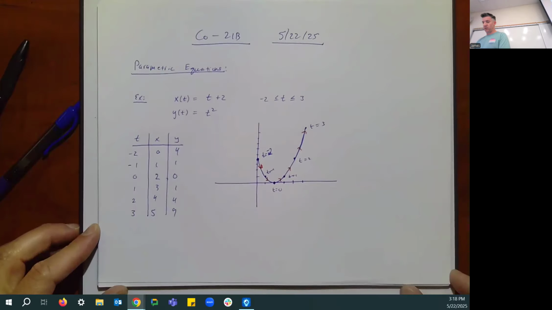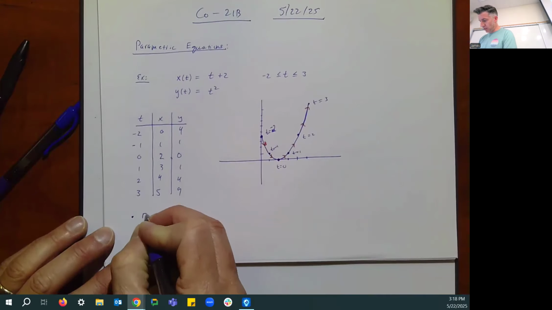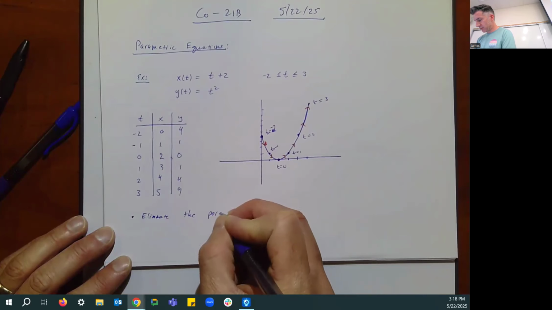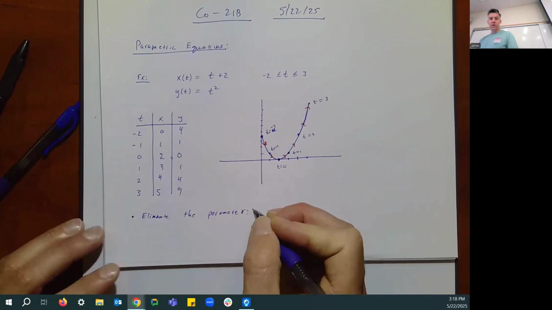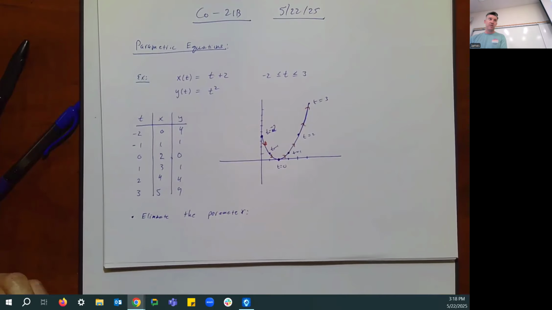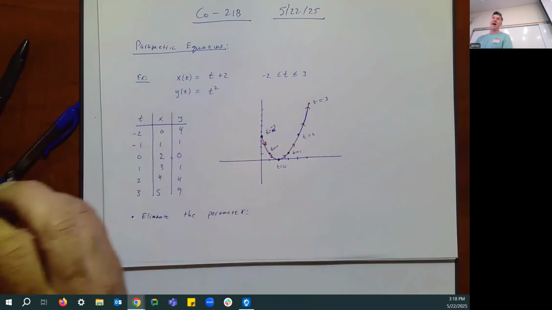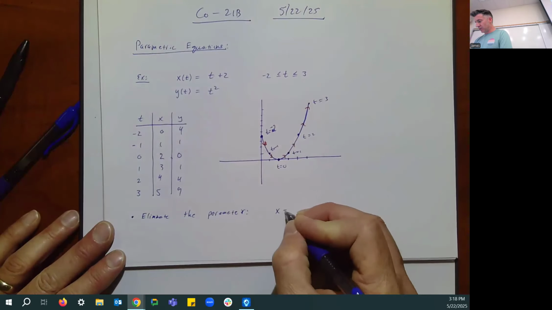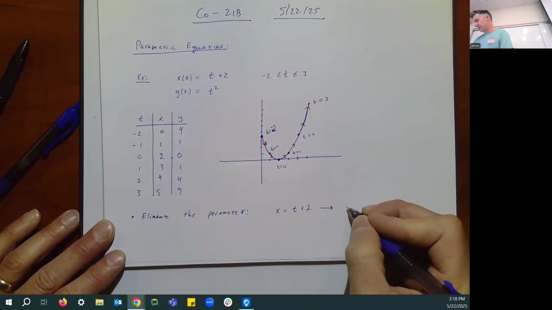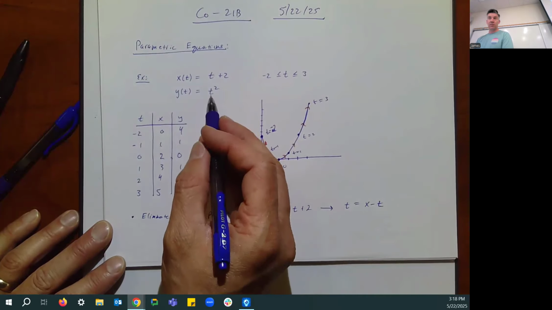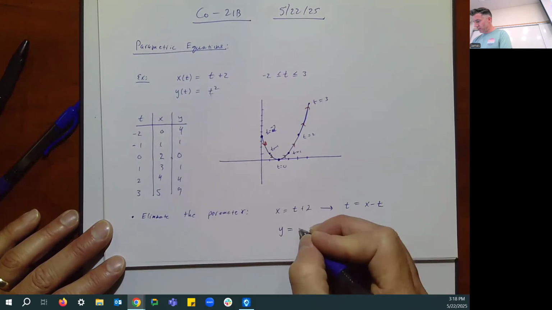So typically, if we want to eliminate the parameter, we usually do that by isolating t in one of the two parameterizations. So I would pick the easier one. That's definitely going to be the x one because I don't want to start square rooting things unless I have to. So I would take x equal to t plus 2 and isolate t and get t equal to x minus 2. And then I can plug that in for the t in y.